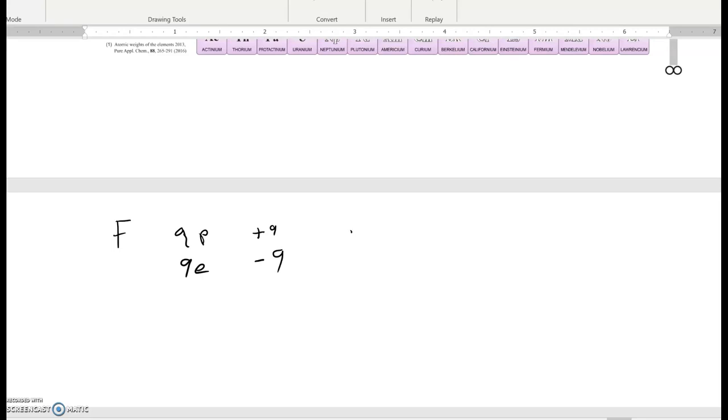Okay, so if fluorine somehow gains an electron, it'll become a fluorine ion. This has 9 pluses, this is 9 minuses, to add up to 0. Now we still have 9 protons, but now we have 10 electrons. So we have 10 negative charges, and that adds up to a -1.